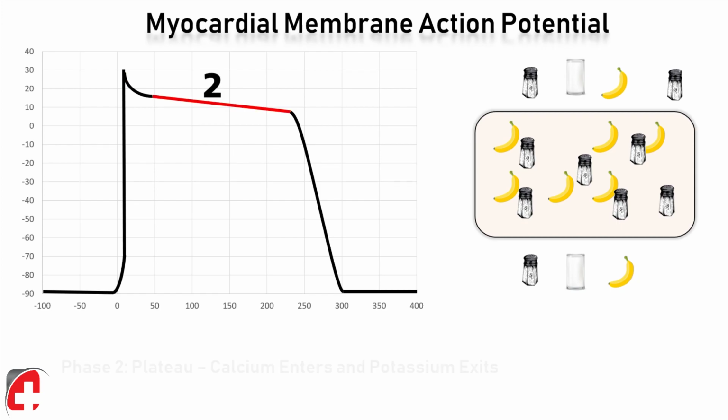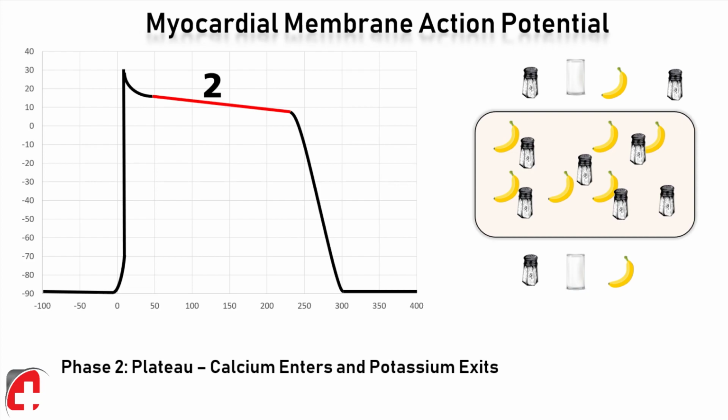Phase 2 is what we call the plateau phase. Now, some people represent it as a straight line. It actually has a little bit of a diminishing electrical potential, so it's not completely flat. It's got a little bit of a slope to it. So in phase 2, calcium enters the cell and potassium exits. So there goes the potassium, and here comes the calcium.